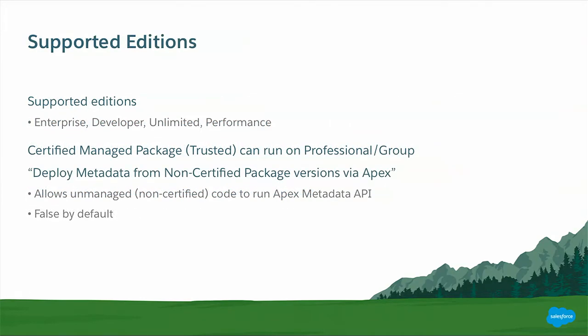So supported editions, we have Enterprise. As usual, this is Apex code, so you can create it using Enterprise, Developer, etc. If it is a certified managed package, which means it has gone through security review, then you can run it on Professional and Group edition. There is a setting, deploy metadata from non-certified package version via Apex. If this checkbox is true, then you can install unmanaged packages also in your org. So you can run metadata API if this setting is true.